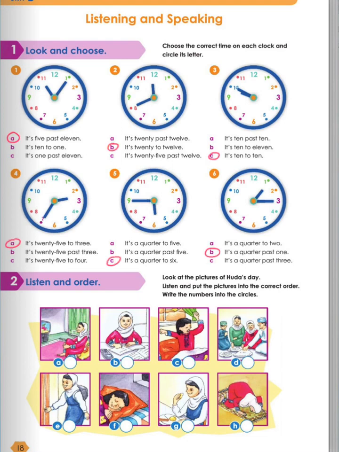Great. So the time in number 1, it's 5 past 11. Number 2, it's 20 to 12. Number 3, it's 10 to 10. Number 4 is 25 to 3. Number 5, it's a quarter to 6. And number 6, it's a quarter past 1. Well done. Now number 2, listen in order.